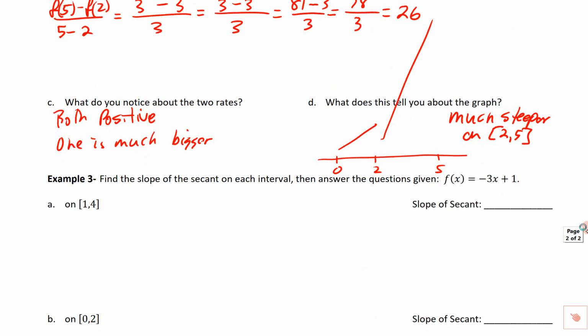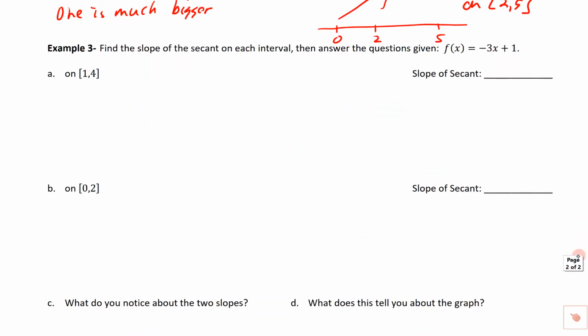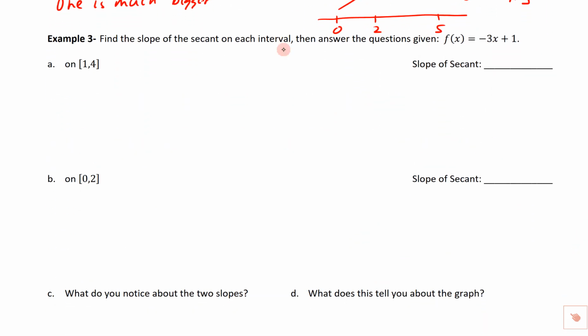So let's slide down here and let's take a look at this next one. It says, find the slope of the secant on each interval, then answer the questions given the fact that f of x is negative 3x plus 1. Remember, if we say slope of the secant, what we're really talking about is the average rate of change. So there's really no difference between the two of these. I am going to put an m here because we're finding a slope there. We could have done the same thing on the other one.